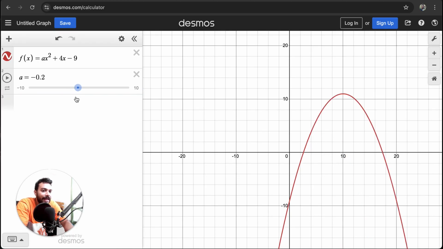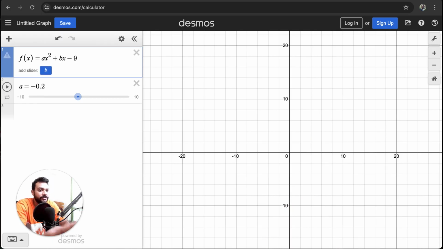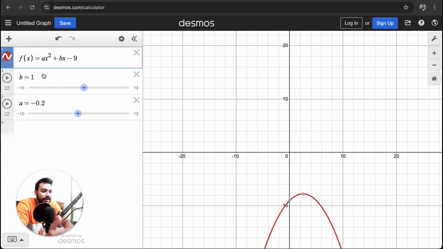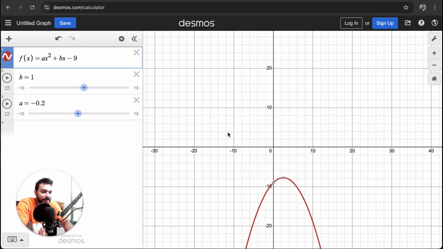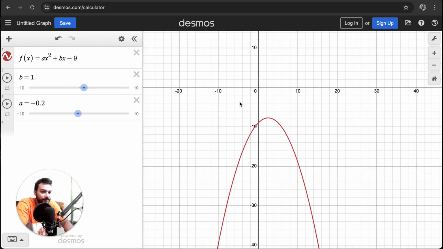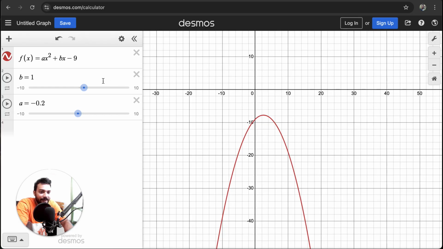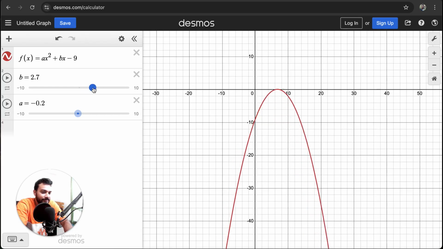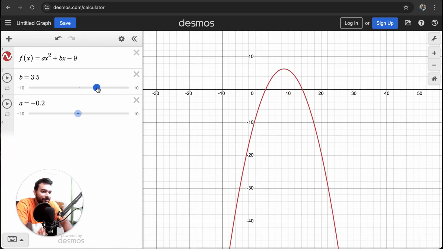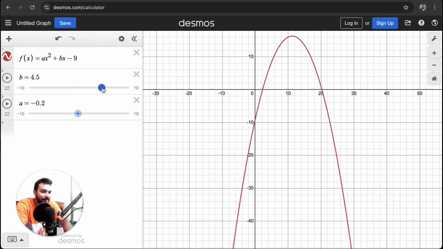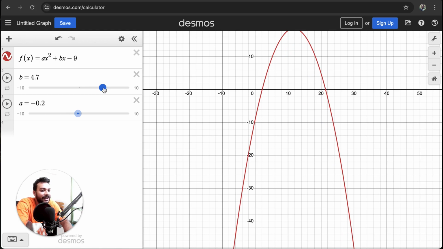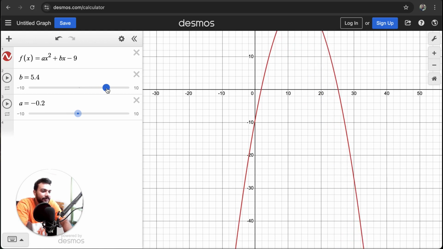Okay, I could add further variables. Let's say I do this 4 as b. Now I click on add slider. I have 2 sliders now. Let's see the behavior of the curve when we change both of these. So I'm increasing b, keeping a constant. See, as I increase b, the value of f is increasing because it's getting multiplied with the x value and it's contributing to the value.